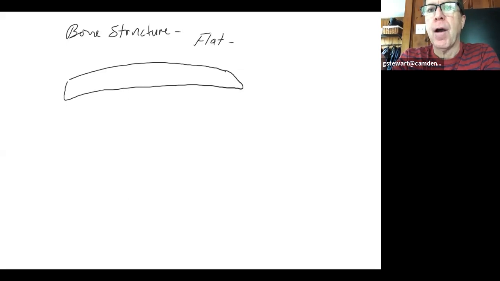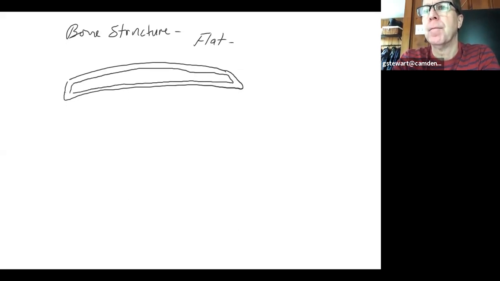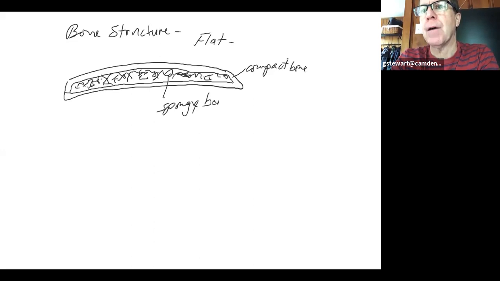We have a covering sort of on the outside of this bone that is hard, compact bone. That is a very hard, dense tissue. And then on the inside of this bone, we find spongy bone. Those little tiny bone needles are spicules. So I'm just drawing that quickly. So a typical flat bone looks like this, with spongy bone on the inside and compact bone around the outside.